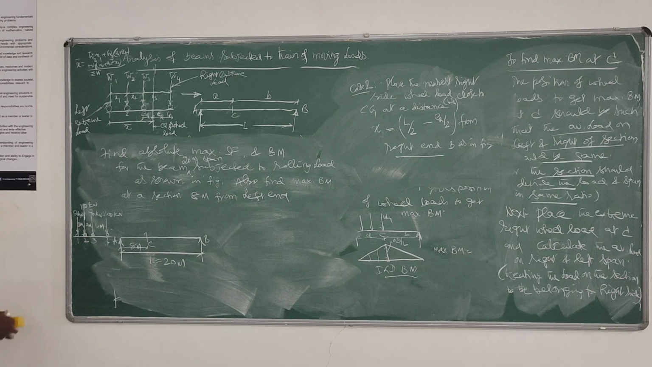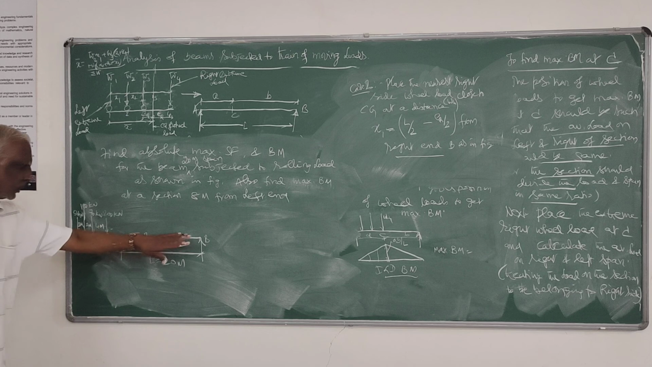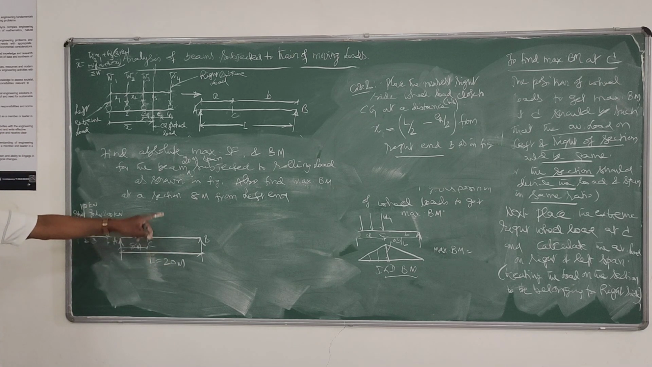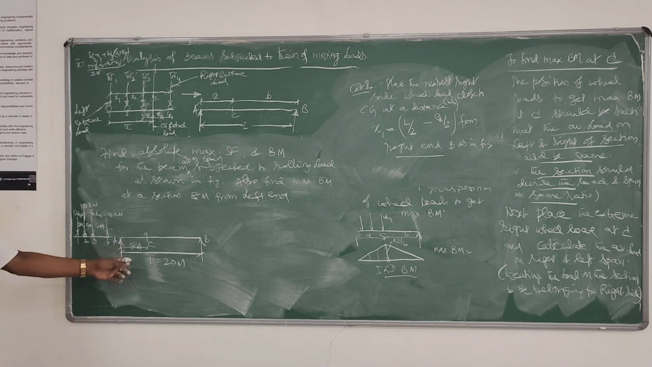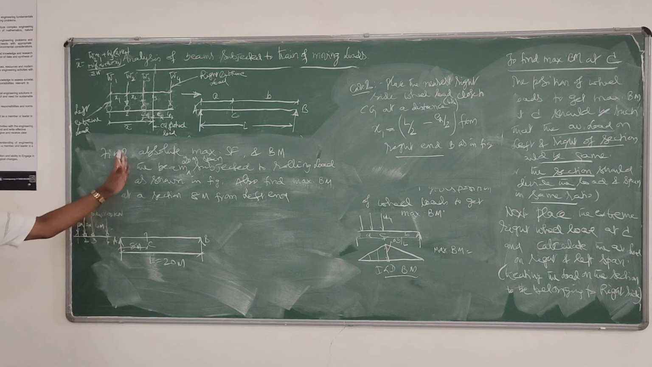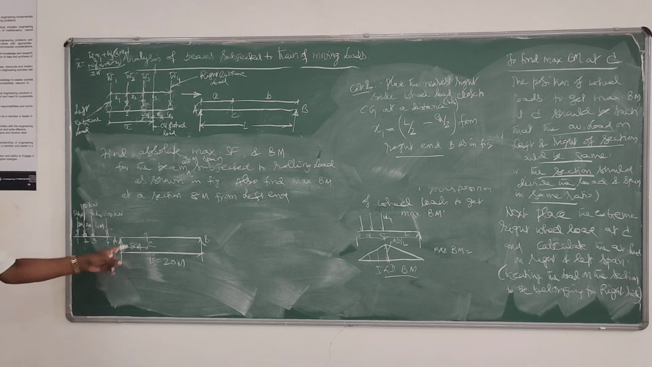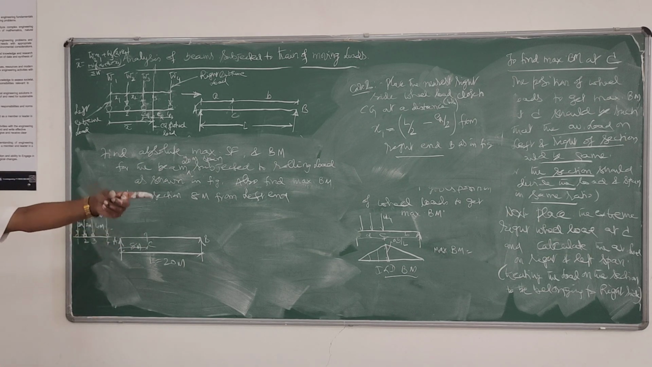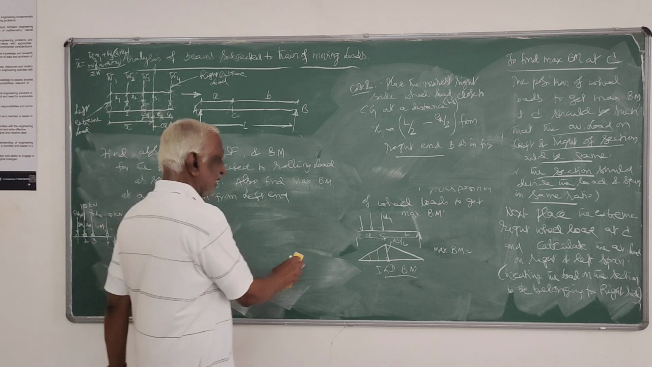For this particular kind of concentrated loads rolling on this beam, evaluate the absolute maximum shear force, absolute maximum bending moment, and bending moment at section C. That's using this procedure. So if you work this problem, then everything will be clear.